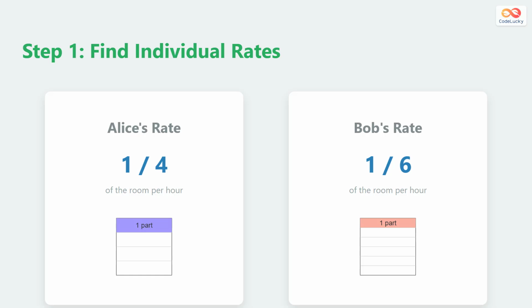First, we convert their times into rates. Alice takes 4 hours, so her rate is 1/4 of the room per hour. Bob takes 6 hours, so his rate is 1/6 of the room per hour. Now we have numbers we can work with.